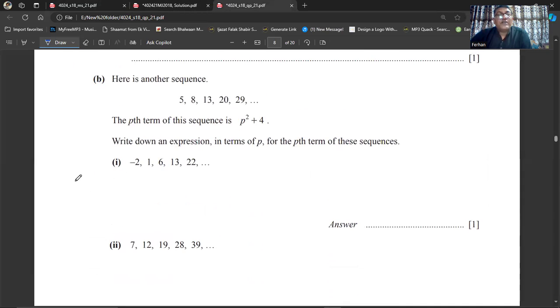Question number 5, and its B part. He says here is another sequence: 5, 8, 13, 20, 29. The pth term of this sequence is p squared plus 4.